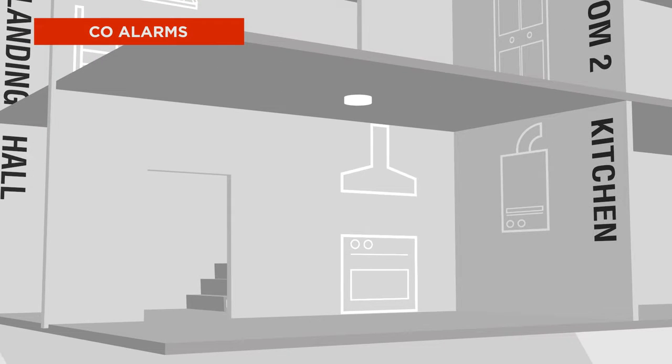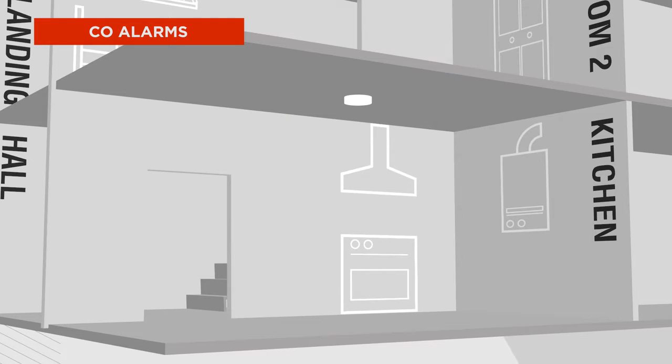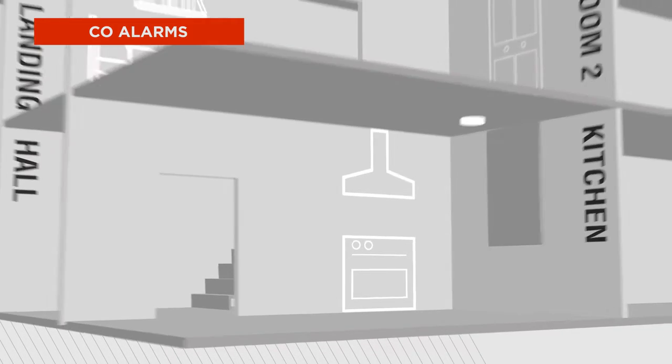If sited in a room with a fuel-burning appliance, site on the ceiling between 1 and 3 meters horizontally from the appliance and 300 mm away from the walls and light fittings. If the appliance is in a confined space, then site the alarm on the ceiling just outside of the enclosure.